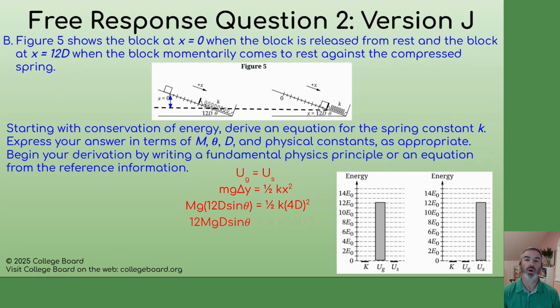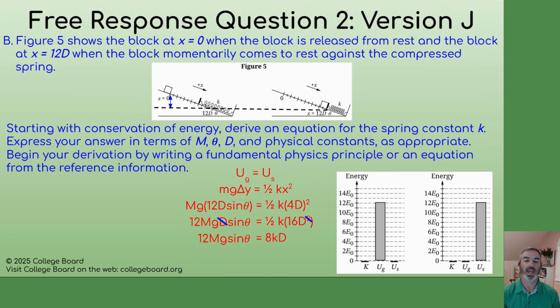So we'll rearrange 12 mg d sine theta. We'll square 4d to get 16d squared. And we can see that we have a d on each side, so we're going to cancel out one d from the left side and just the square part on the right side. And now we can rearrange our equation. So we're going to take half of that 16 to simplify. So we get 12 mg sine theta equals 8 times kd.